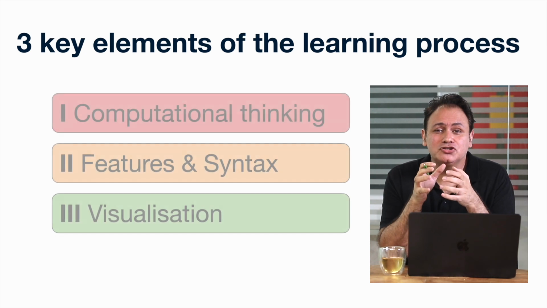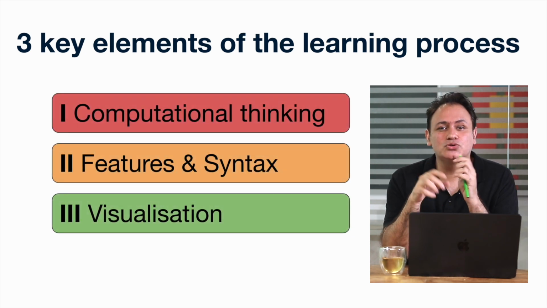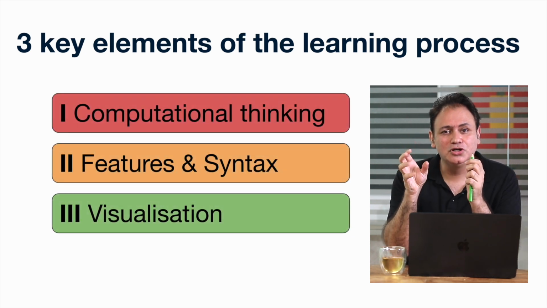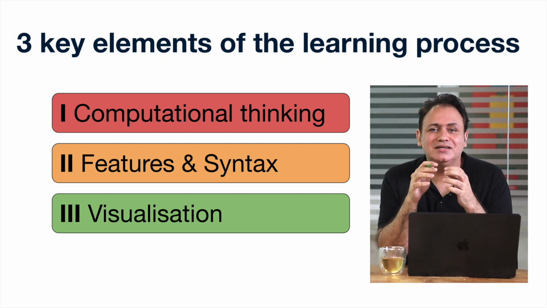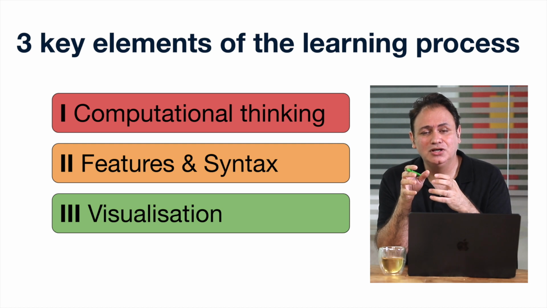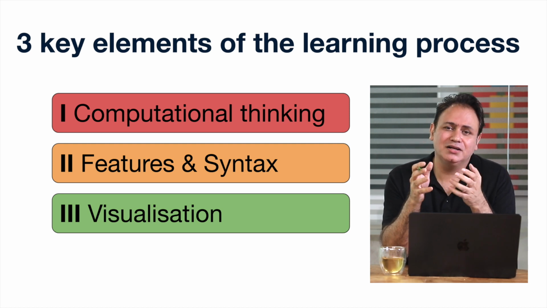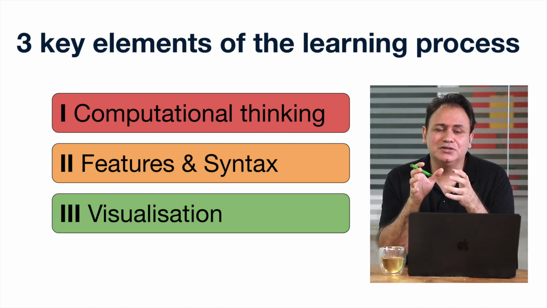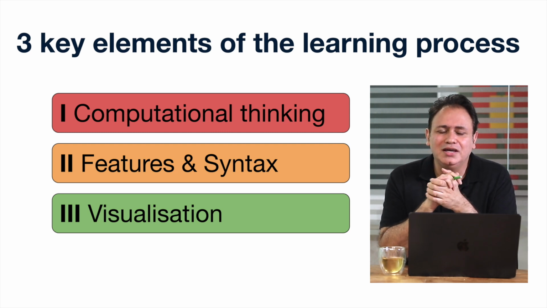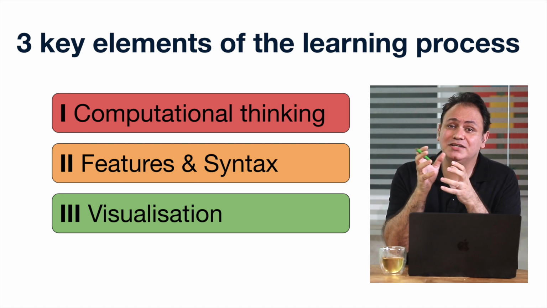One is computational thinking, the ability to solve problems computationally. The second piece that is really important is learning the features and the syntax of a programming language. In particular, in this case, we're dealing with Python. And the third element, which can be very useful, is having a sense of the visualization of the code.